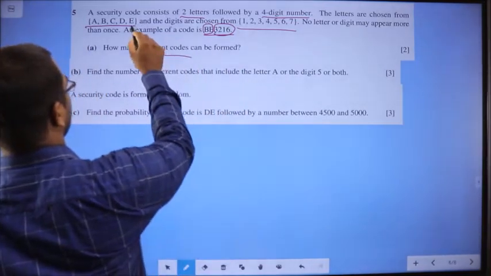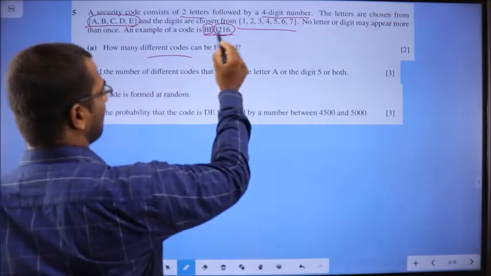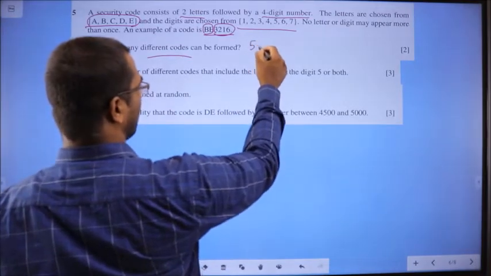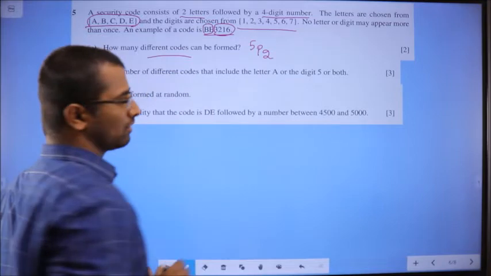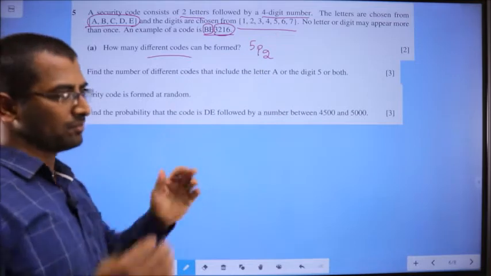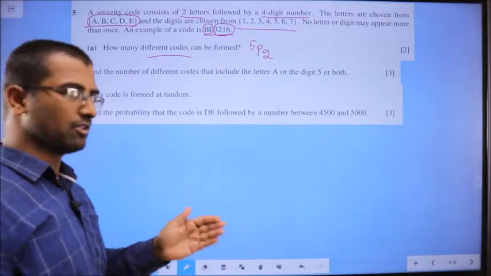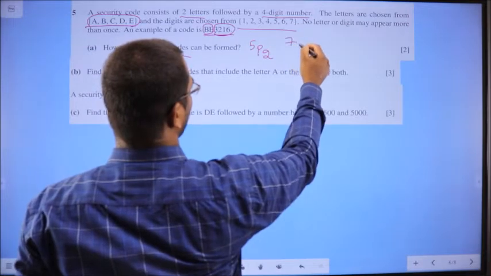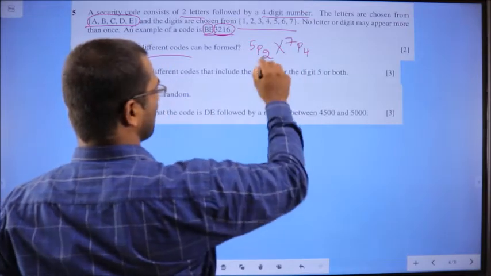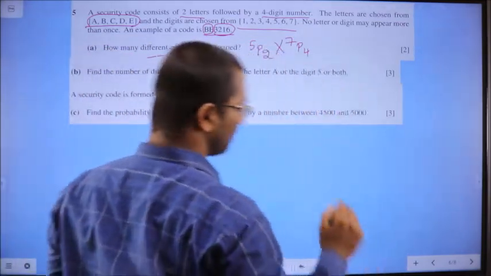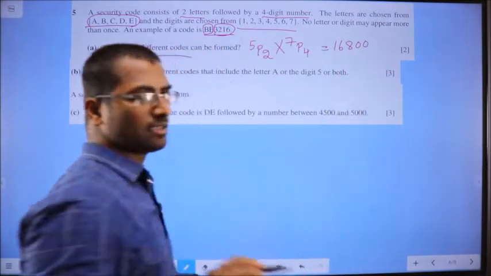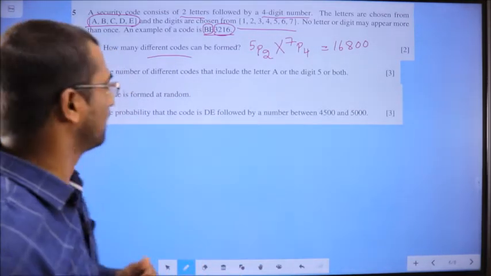See, how many letters are given to us? 5. From 5, I need to select any 2 and arrange the 2. That can be done in 5P2 ways. Okay. Next, I need 4 numbers. How many numbers are given to me? 7. From 7, select 4, arrange 4. So that will come to 7P4. These two should happen together, so put a multiplication. If you multiply these two, you get 16800. This is your answer. Okay. Next one, B.